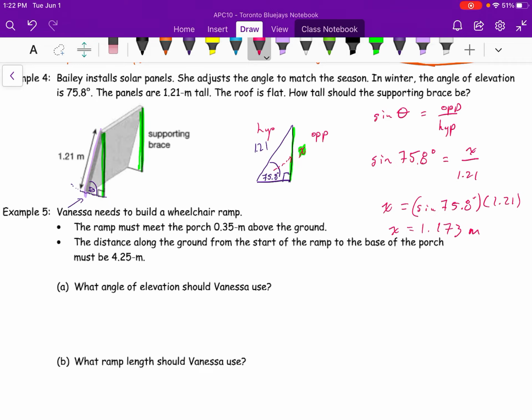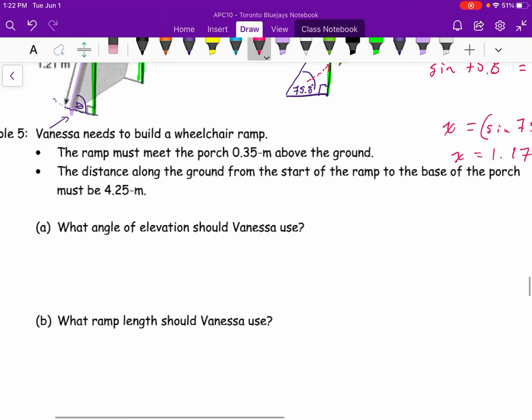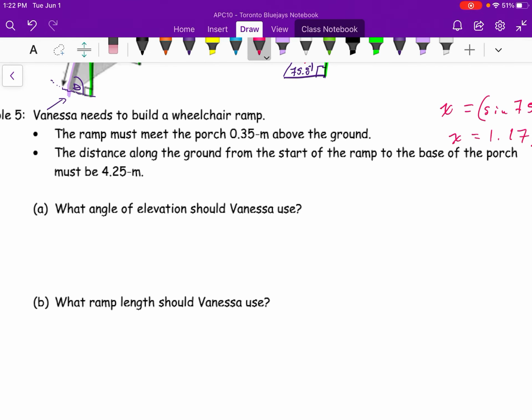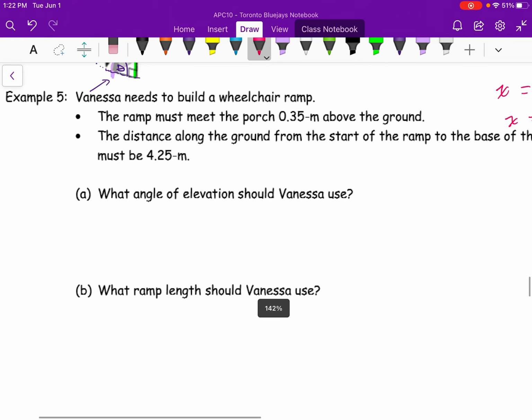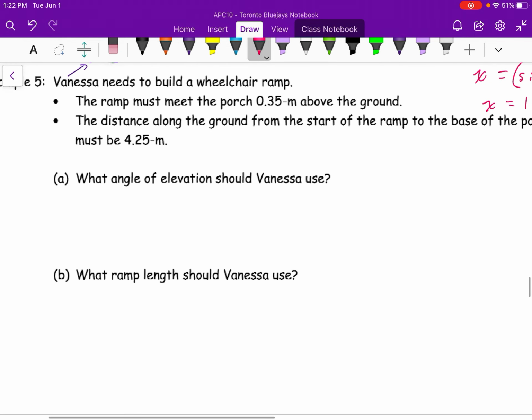All right, that was example 4. Let's move on to example number 5. Now, I'm going to have to draw the picture for example 5. But Vanessa needs to build a wheelchair ramp. So I'm just going to say, I guess it's a ramp. It's going up. Okay, so I've got a good idea what a ramp is.